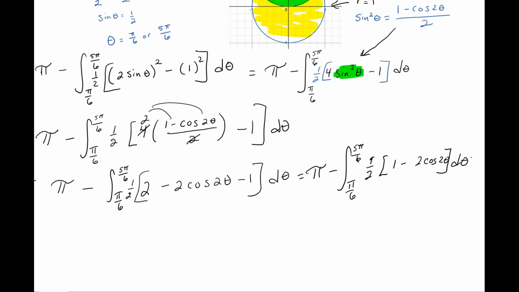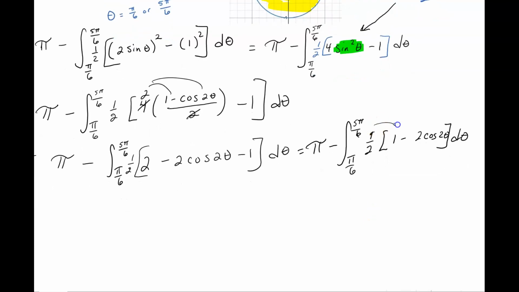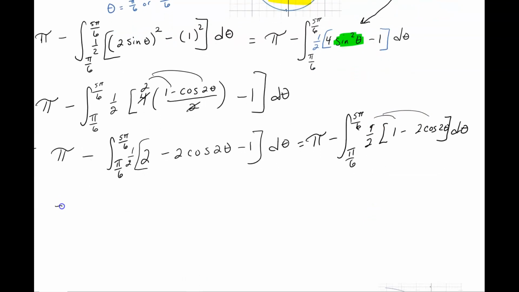Okay, so what I am going to do now is distribute that 1/2 where appropriate, which is here and here. Let's see what it looks like now. I'm going to have pi minus, and now that I've done that, I'm going to break this up as its own integral, just so that I can do the quick u substitution. So I will distribute the 1/2 to the 1. This is going to be from pi over 6 to 5 pi over 6 of 1/2 d theta.